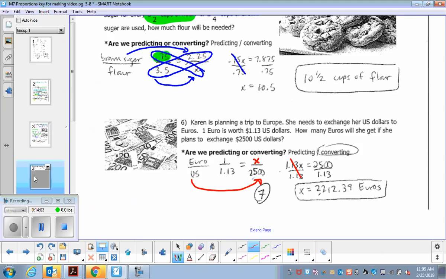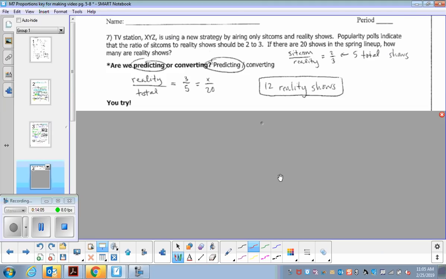All right, now let's flip over to page 8. We've got one more problem up here. And this one should hopefully clear up the difference between part-to-part ratios and then part-to-whole ratios, okay? A TV station, XYZ, is using a new strategy by airing only sitcoms and reality shows. Popularity polls indicate that the ratio of sitcoms to reality shows is 2 to 3.